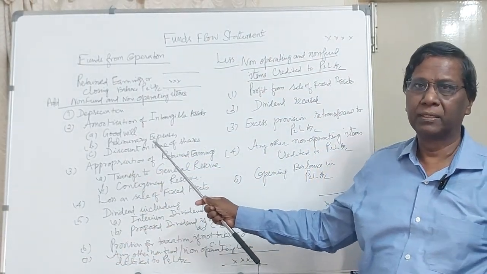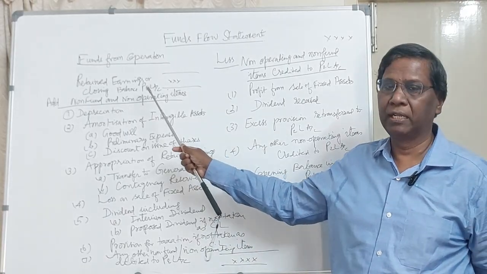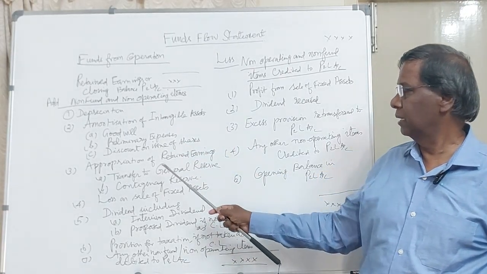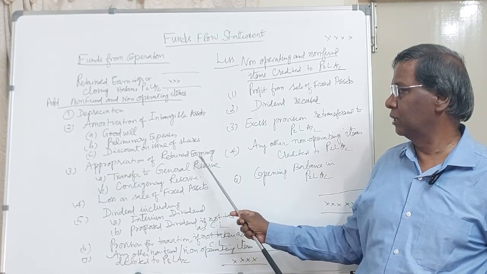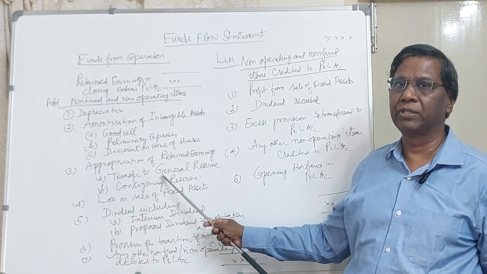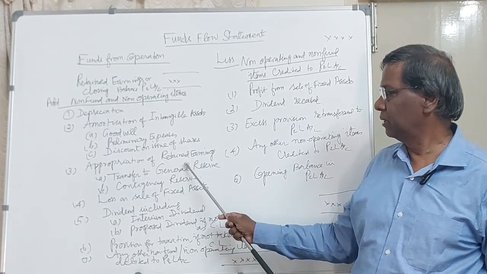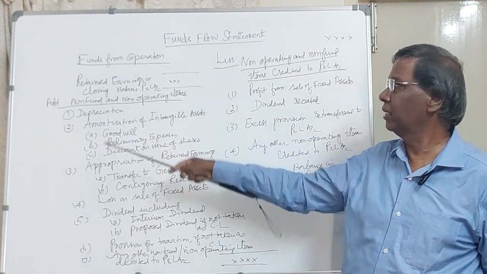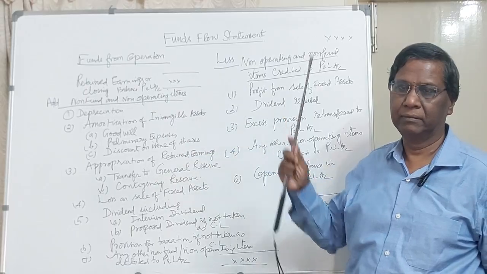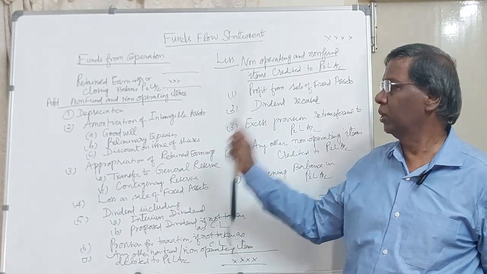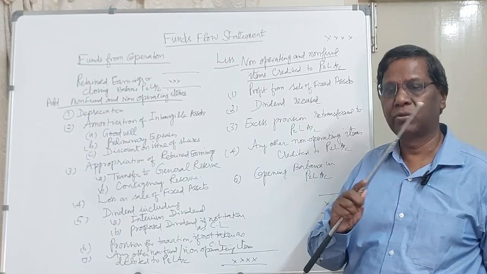reduce it from the profit. So you have to add back to find the real profit. Then appropriation started, retained earnings. Some of the appropriation you are just transferring to general reserve, you are transferring to contingency reserve. These are all entries only. It has not affected your funds in any way. This is an entry from one account to another. That's all. It has not affected your funds.